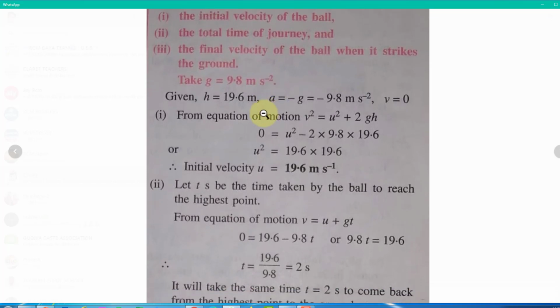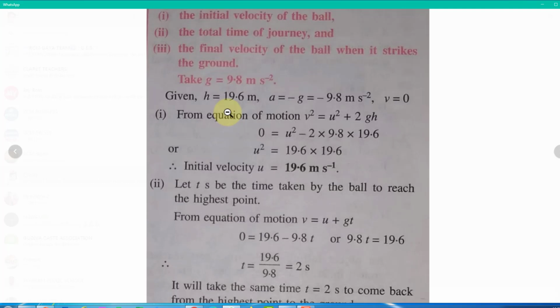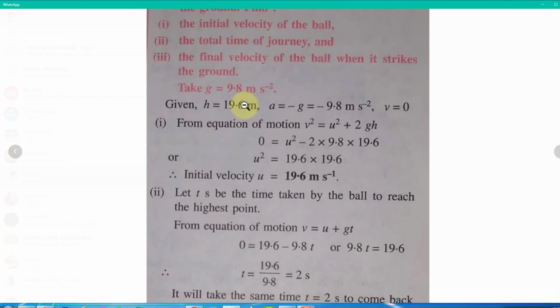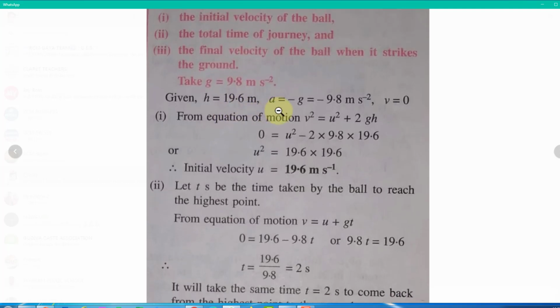So let's start. First, what is given? Height is given 19.6 meter. Acceleration, here the body is moving under the gravity.